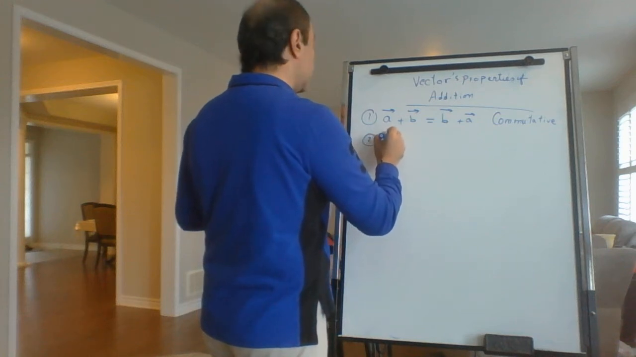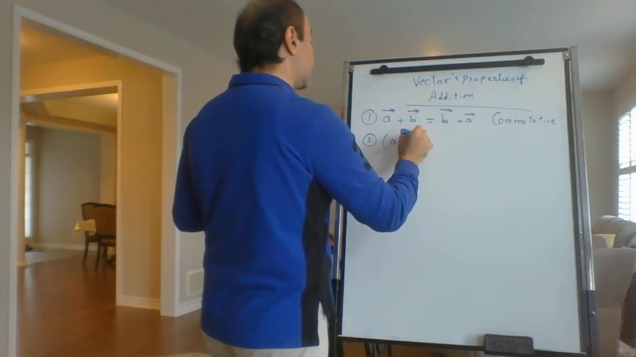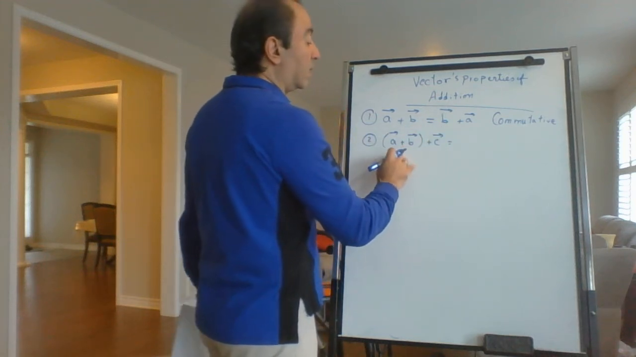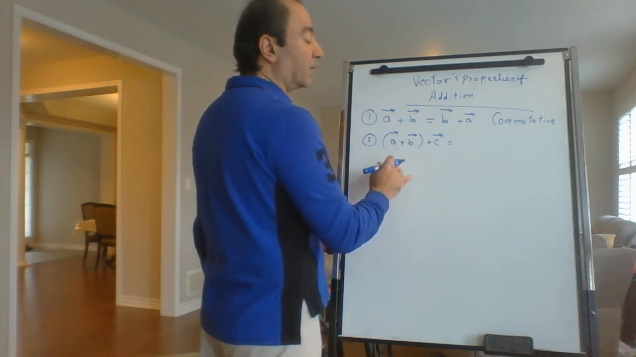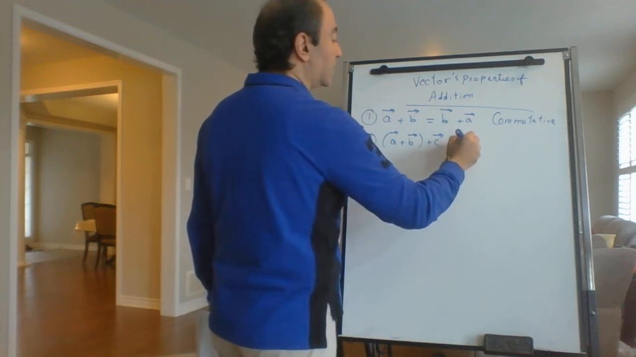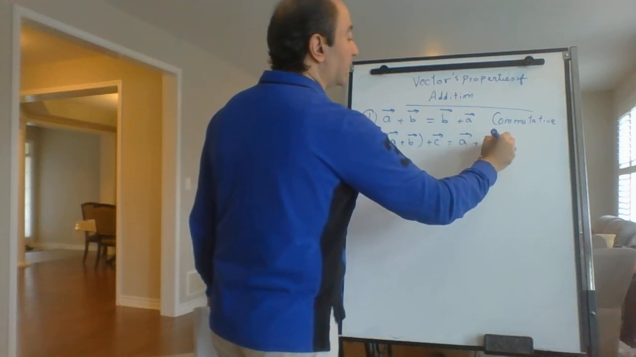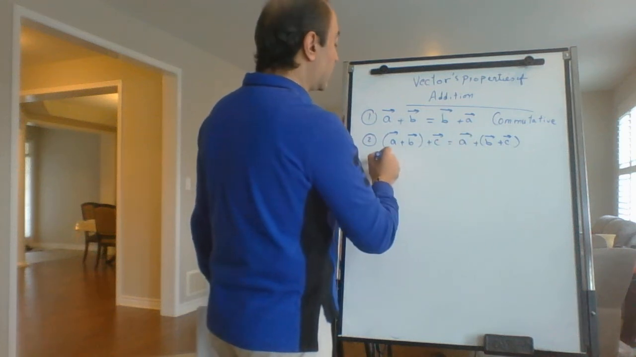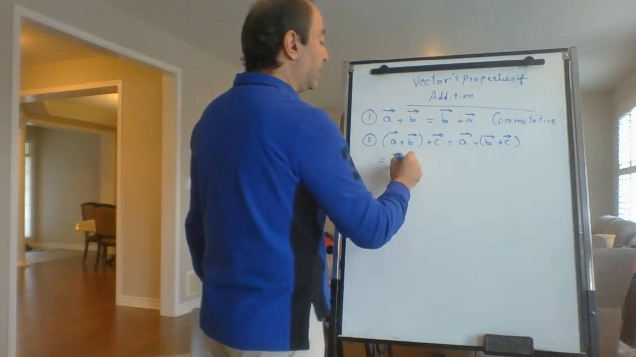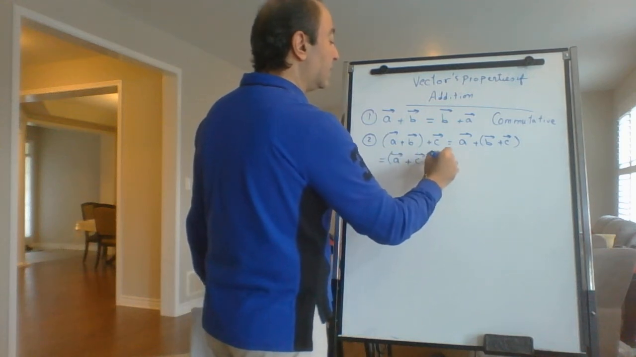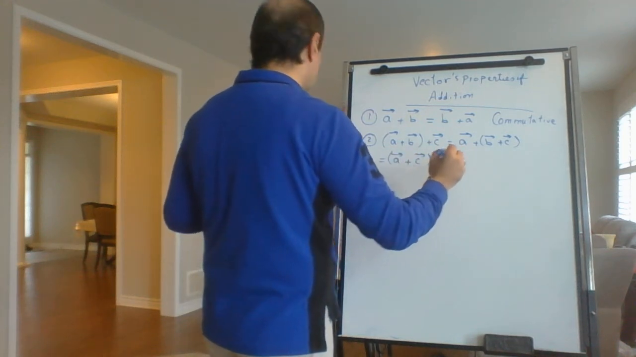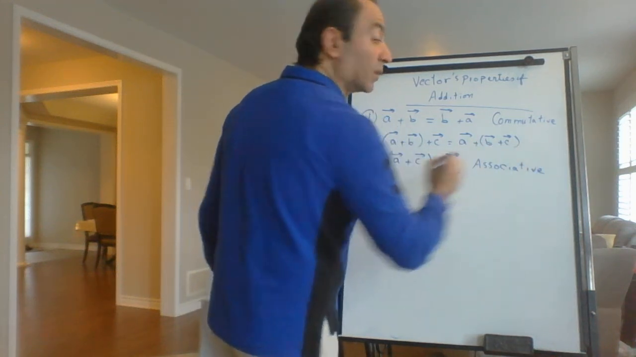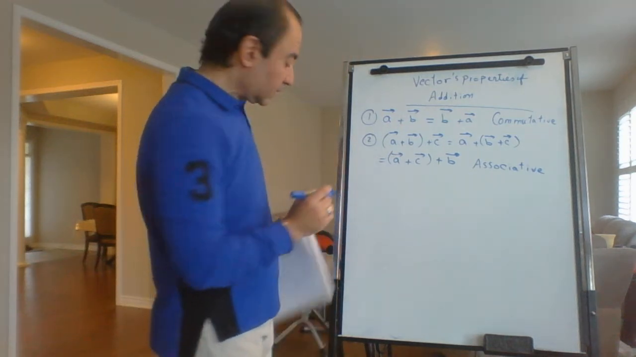The second property is if I have three vectors A, B, and C, it doesn't matter which two vectors I add first. So this is the same thing as vector A plus vector B plus C. So I can add vector B and C first, then add the result with A. Or I can add A and C first and then add B. It doesn't make any difference. This is called associative property.